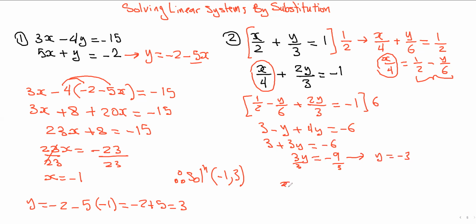So I have the x over 4 equals 1/2 minus the y is -3 over 6, which gives me x over 4 equals 1/2 minus a negative is plus, and the 3 over 6 reduces to 1/2. So now we have x over 4 equals 1/2 plus 1/2 gives me 1. I cross multiply the 4 into the 1 and I get x equals 4.